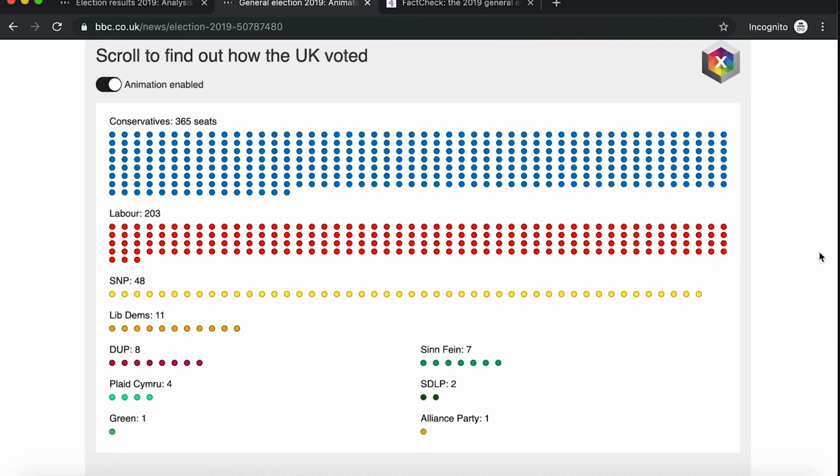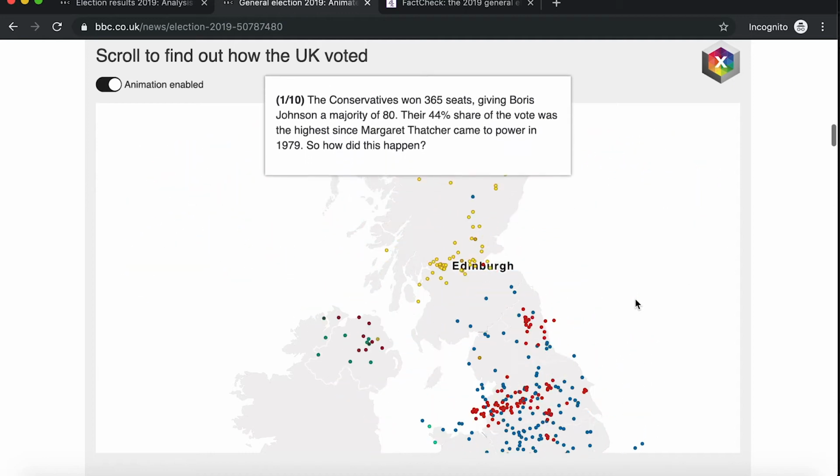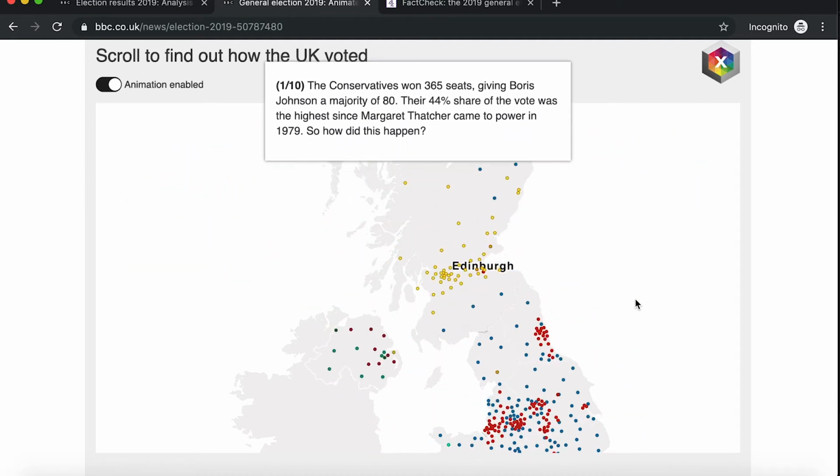Right, so we've outlined here how the Conservatives have 365 seats, Labour 203, SNP 48, and that's visualised again by these little circles. So we scroll up, that then places those circles. So it tells the story as we go along, a bit of the narrative. And again, this channel's trying to focus a bit on how data can be presented as a story through narrative and what picture that can build up.